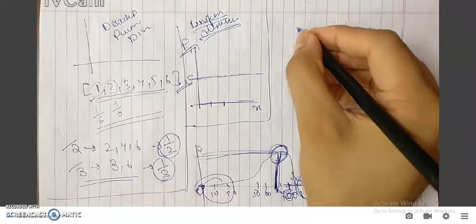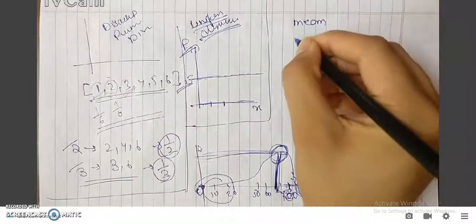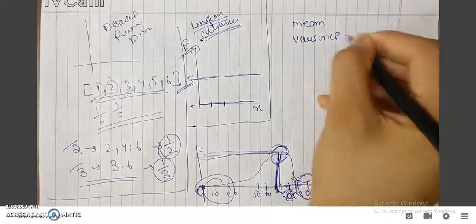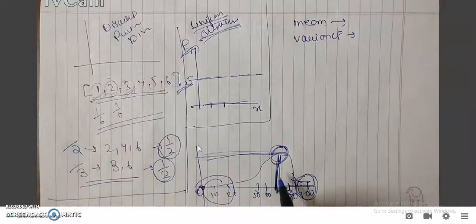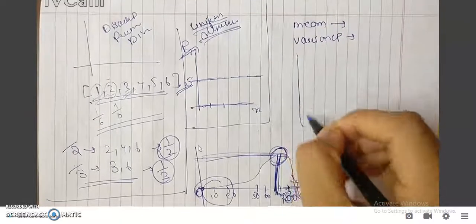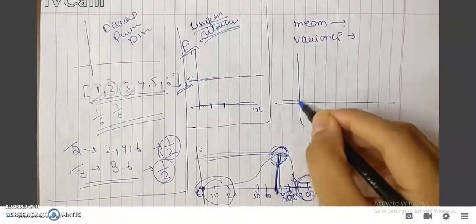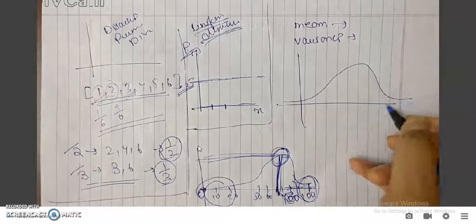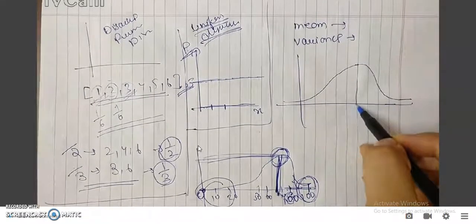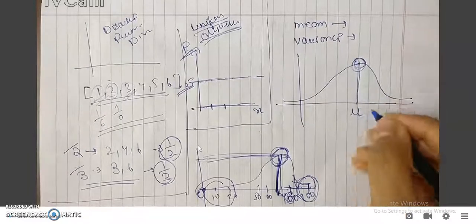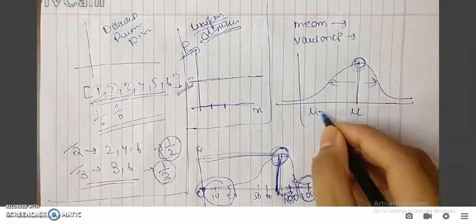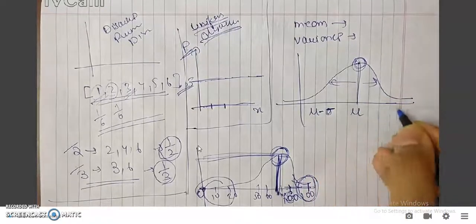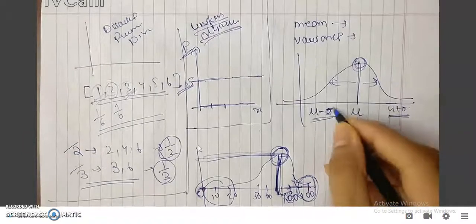So we have two terms here. One is mean and another one is variance. Mean is basically the average of the marks, right? And variance is the spread of the marks on the plot, on the normal curve. If we consider a normal curve, it would be something like this. It's a bell shape curve. At the maximum it would be the mean, and the spread here would be the variance. So it would be mu minus variance, and mu plus variance, right?